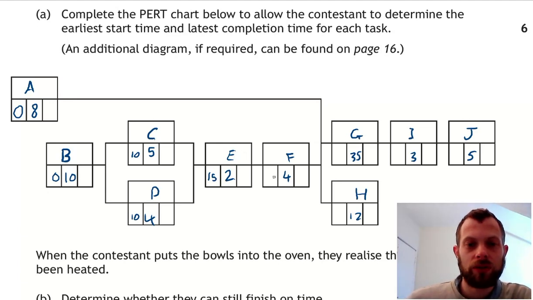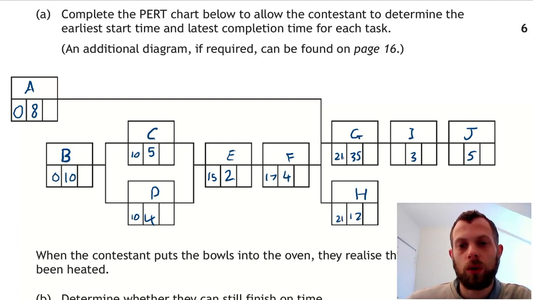15 plus 2 is 17. Now here, 17 plus 4 is 21. 0 plus 8 is 8. Take the later of those, that's 21. This is still 21. Working forwards, 21 plus 35 is 56.